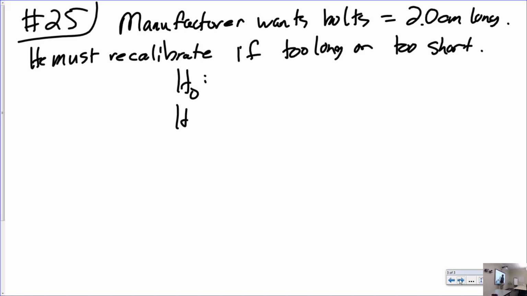H0: mu is equal to 2. Ha: mu is not equal to 2. Yeah, whatever the numbers are. All right, so that sets us up for our H0 and Ha.